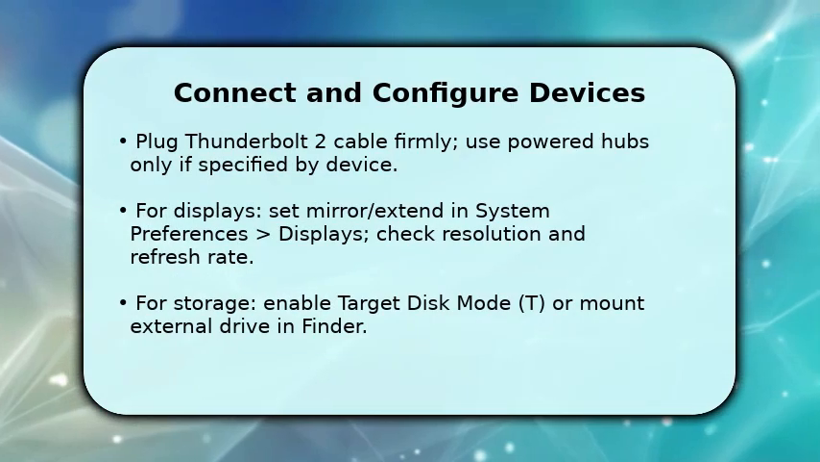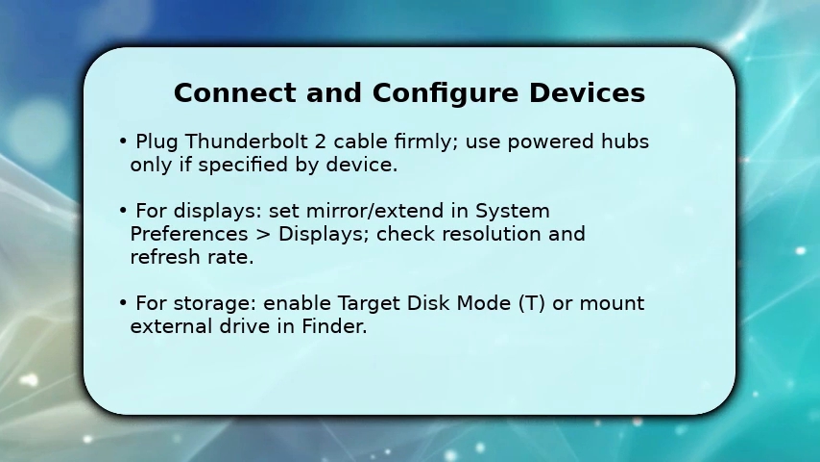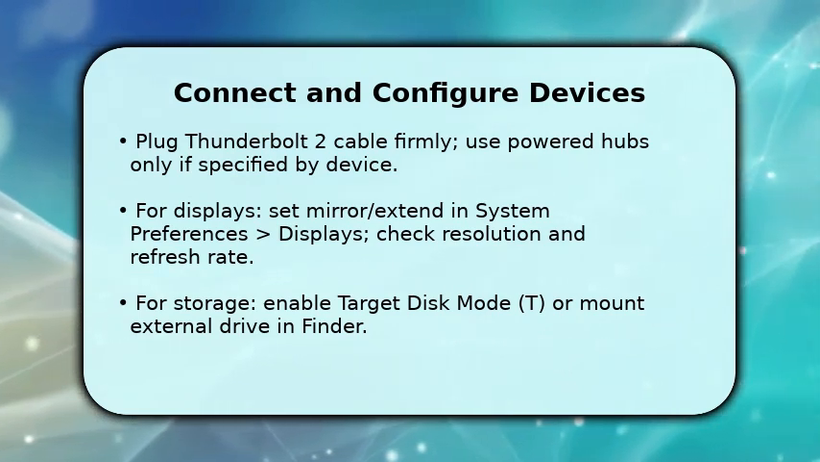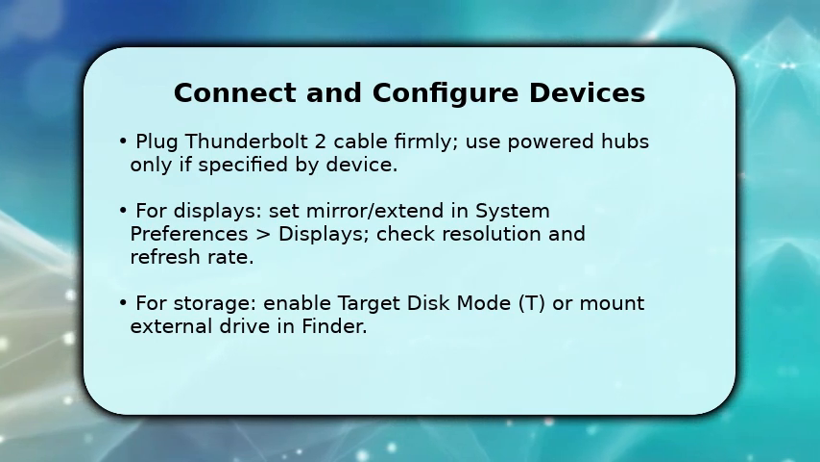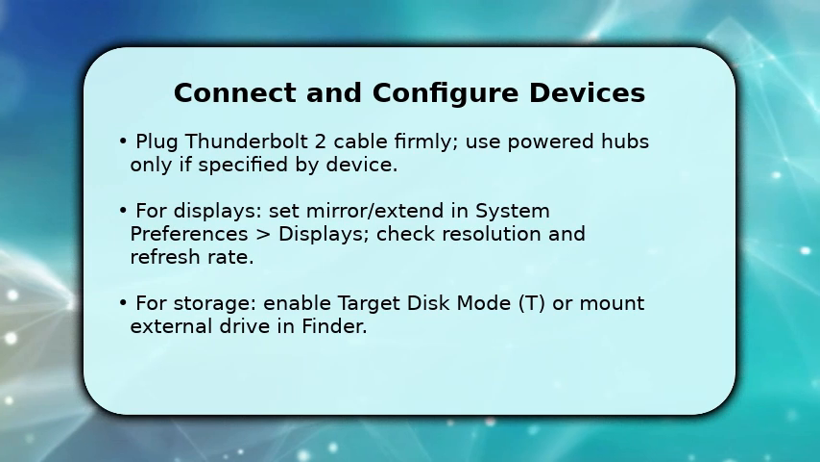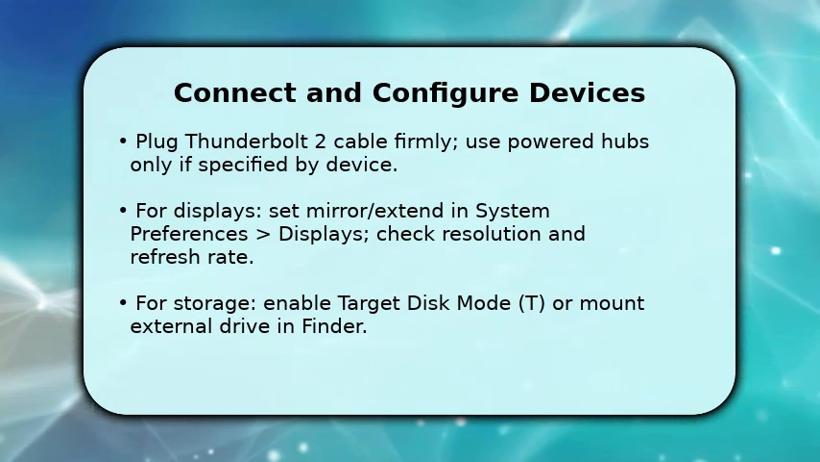You now connect the chosen device. For displays, attach the Thunderbolt 2 cable, then open System Preferences and set Mirror or Extend. Adjust resolution and refresh rate to match the monitor. Thunderbolt 2 supports high resolutions but needs correct settings.